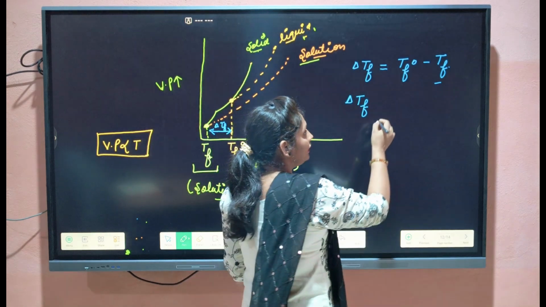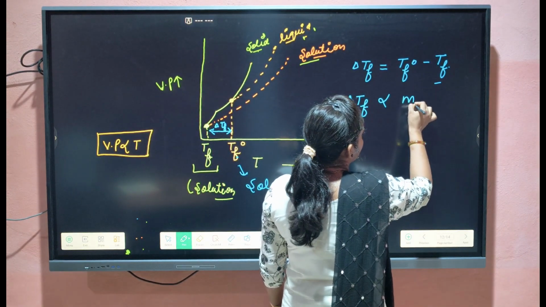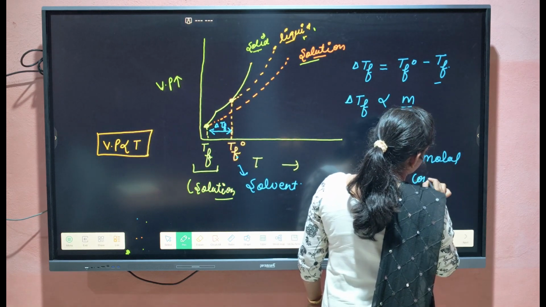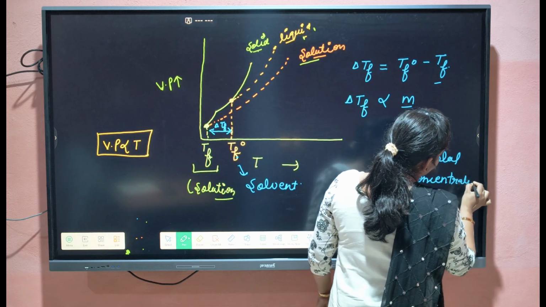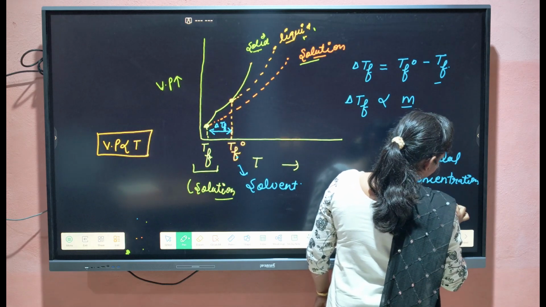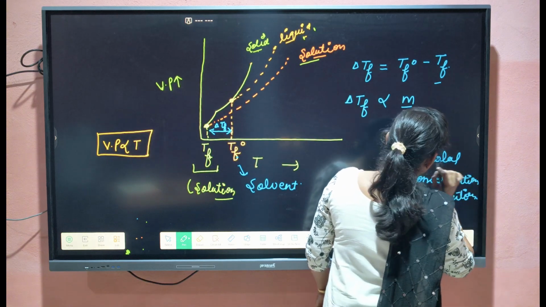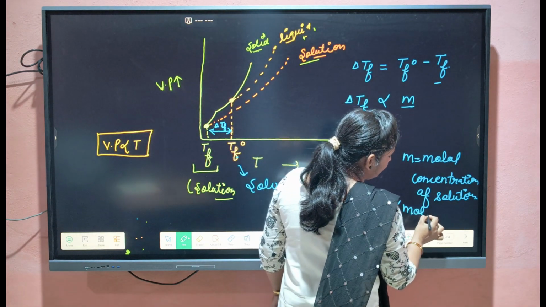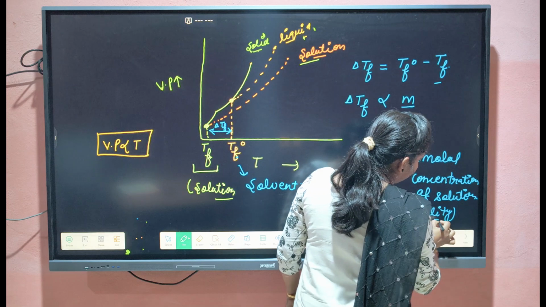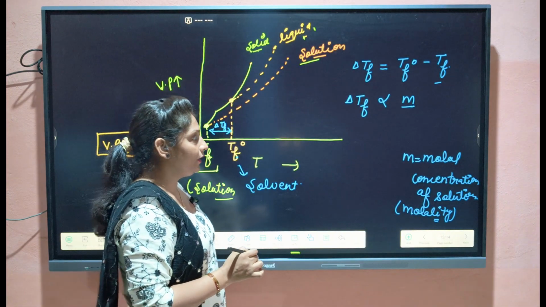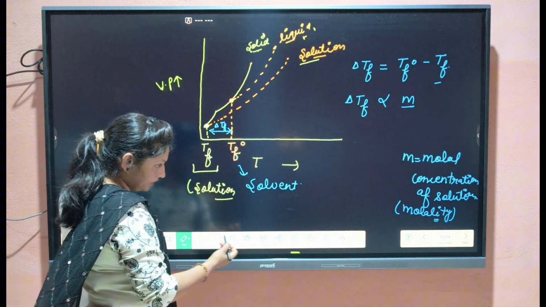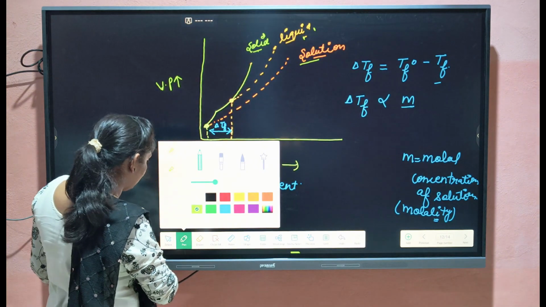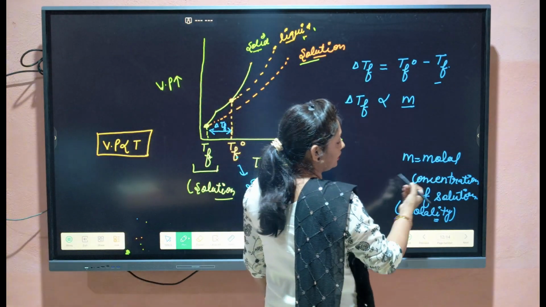Depression in freezing point is also directly proportional to the molal concentration. Here m is the molal concentration of the solution. Molal concentration of the solution means we take the concentration of a solution in the form of molality. Why do we take it in the form of molality? Because molality does not depend on the temperature. And elevation in boiling point, which we have already discussed in the previous class, is also directly proportional to the molal concentration of the solution.